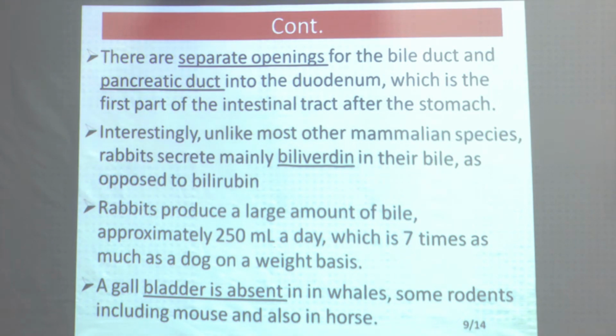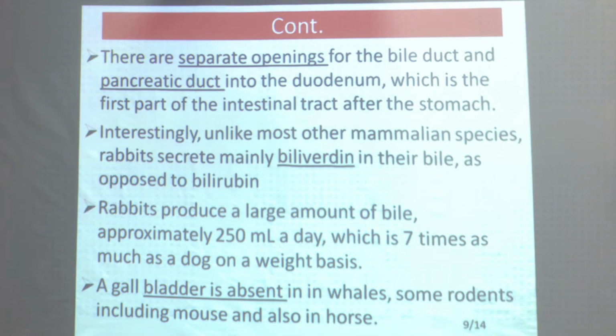Interestingly, unlike most of the mammalian species, the rabbit secretes mainly biliverdin in its bile, as opposed to bilirubin in others. The rabbit also produces a large amount of bile, approximately 250 ml in a day, which is 7 times as much as a dog on a weight basis.